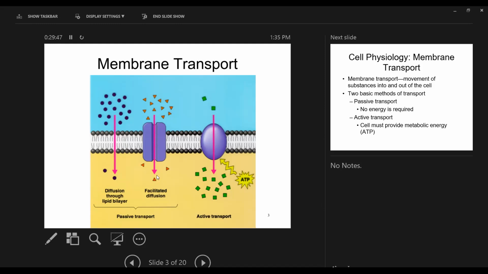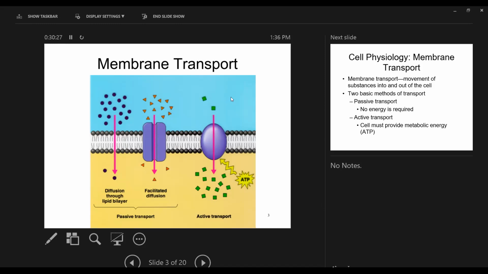Here's the third type of membrane transport. This is known as active transport. Active transport is essentially going uphill. The cell has to pump something across its membrane against its concentration. You'll notice that there's a whole bunch of green squares down here and only a few here. Diffusion would say the green squares should go out. The green squares shouldn't come in because the high concentration of green squares is on the inside.